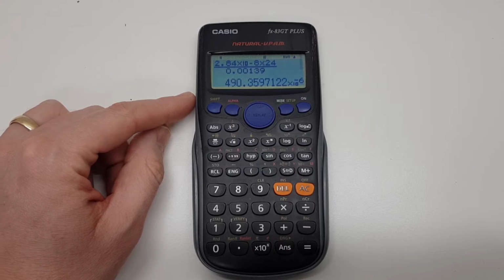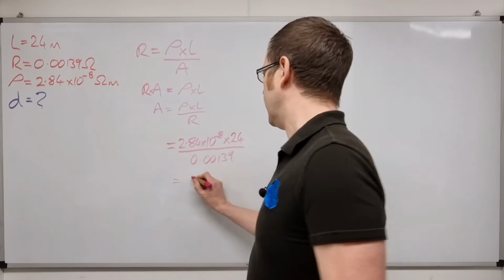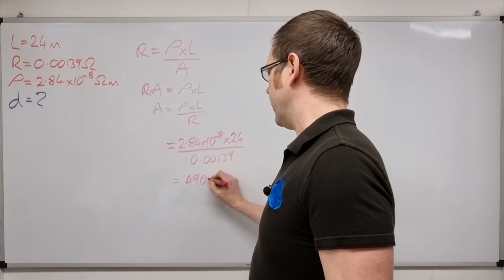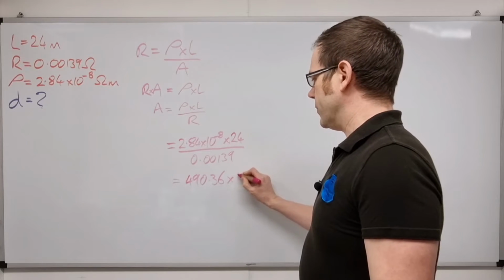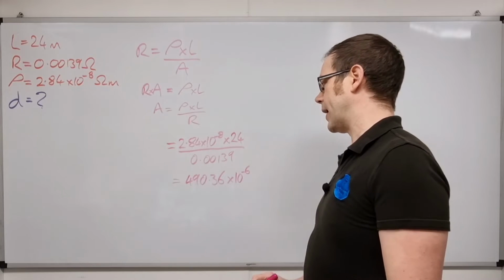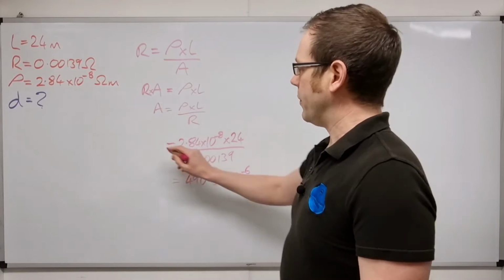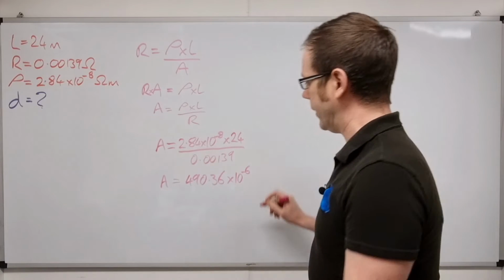So we've got 490.36, we'll go with. So 490.36. We'll volley that onto the board. 490.36. And of course that is times 10 to the minus 6, as we just saw on CalculatorCam there. Now bear in mind, what we've been finding this whole time is the area. So we've got the area.